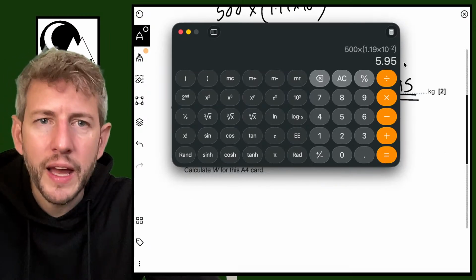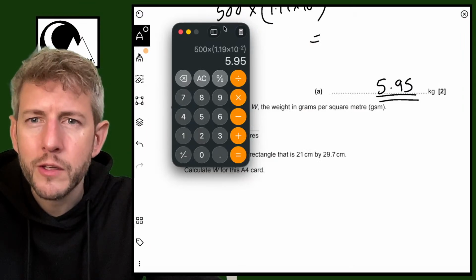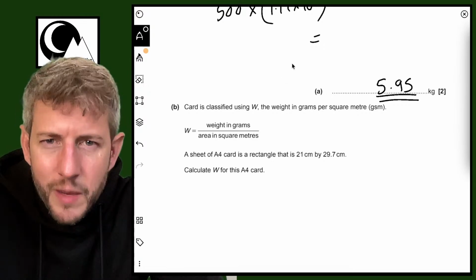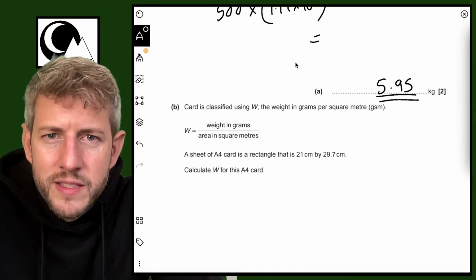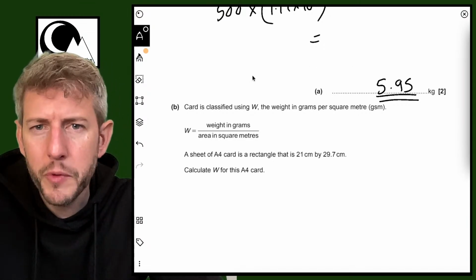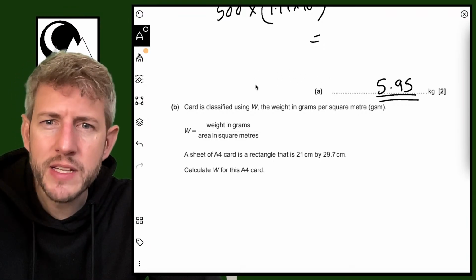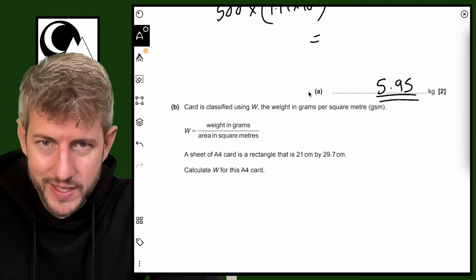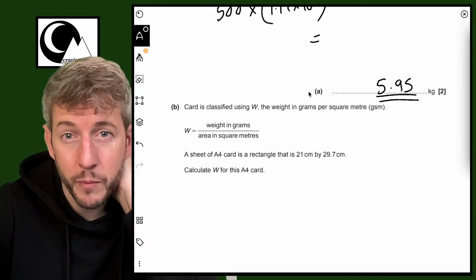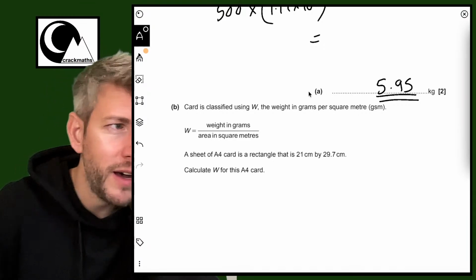Right, let's have a look at part B. One sec, let's move that away. So part B says a card is classified using W, the weight in grams per square metre, GSM. W equals the weight in grams divided by the area in square metres. A sheet of A4 card is a rectangle that is 21 centimetres by 29.7 centimetres. Calculate W for this card.